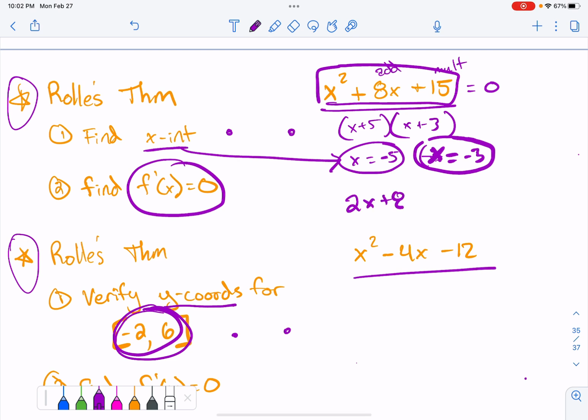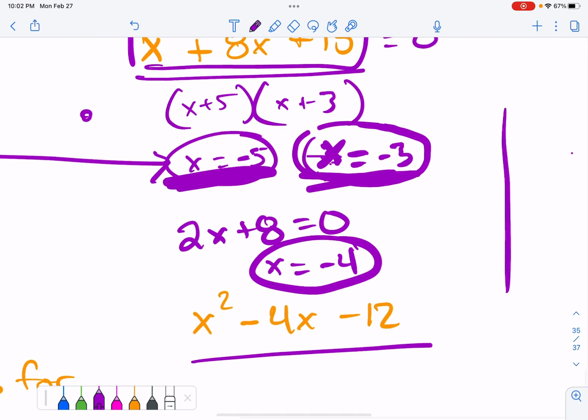2x plus 8 is my first derivative. If I set it equal to 0, x is equal to -4, which means that these two places right here are my x-intercepts. They are directly across from each other at -5 and -3. But at -4, which is exactly in between them, he's going to have a hump, okay?